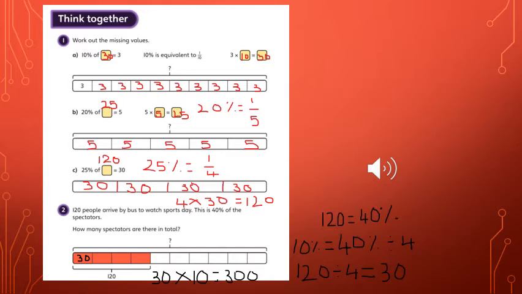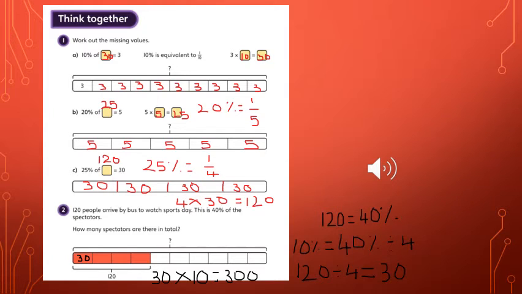Part 2 says 120 people arrived by bus to watch Sports Day, and this is 40% of the spectators. So it wants to know how many spectators there were in total. The first thing I'm going to do is acknowledge that 120 people is 40% of the total spectators.